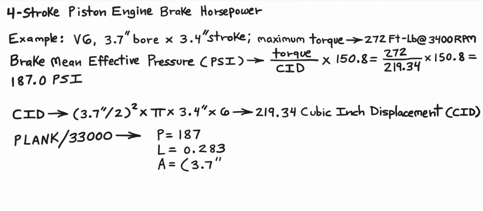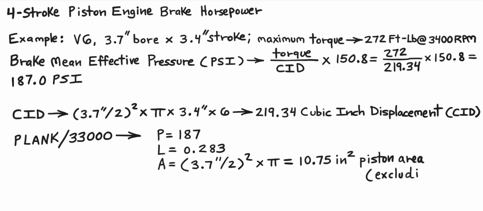Then we have the piston area, so that is again the bore, the diameter of a circle, divided by 2 for radius, squared, times pi. So we have 10.75 square inches of piston area, excluding domed and dished piston metric. So that may or may not have to be added to the value.